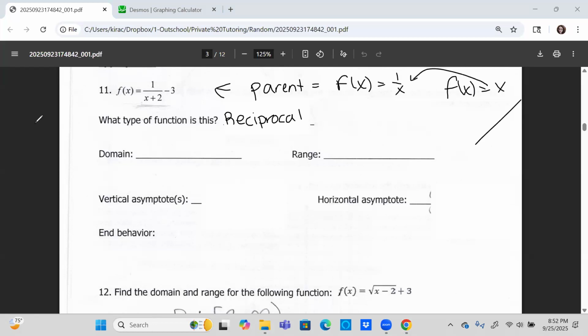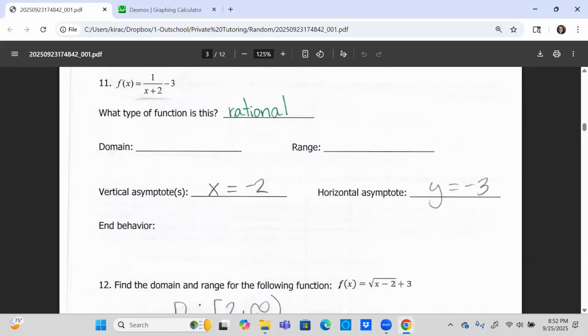So if they asked the transformations, this would be down 3, and this one would be left 2. They didn't, but they could have. And that's actually going to help us to know that. So, a couple ways we could do this one. I know there's some answers on there. It's okay. We'll still go over it. So, reciprocal is actually what should be here, not rational. Reciprocal.